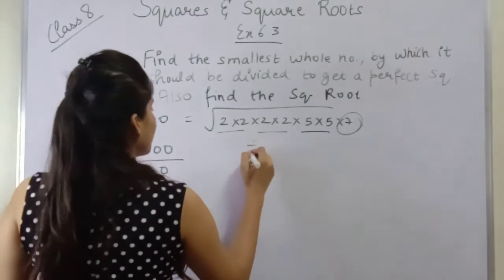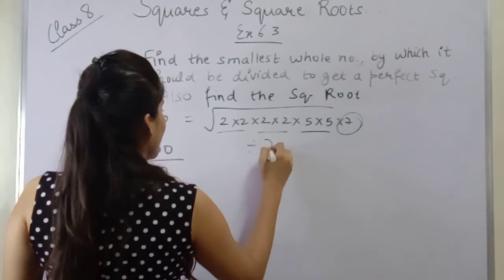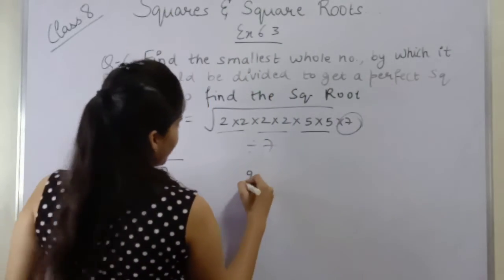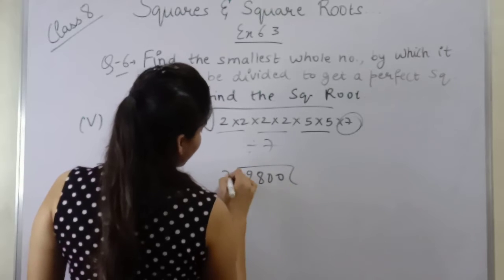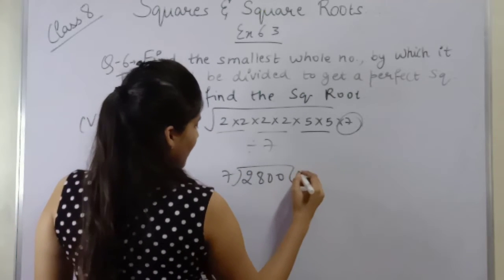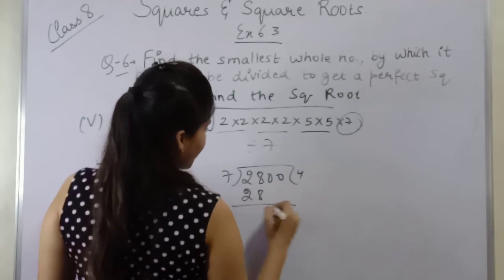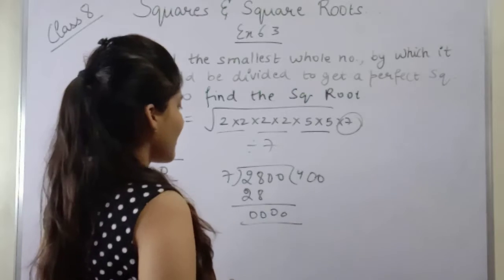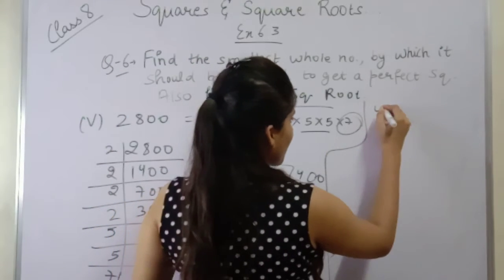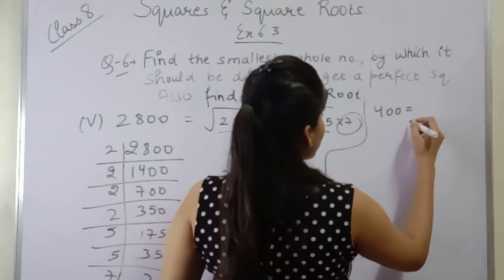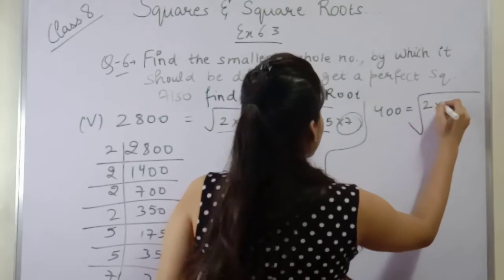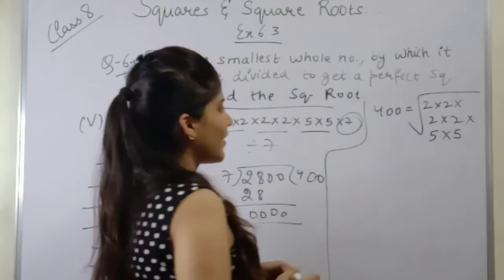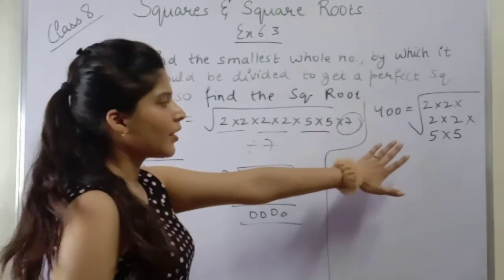7 is a single term, so it means that we divide this number by 7. 2800 we will divide by 7. 2800 divided by 7. 7 4s are 28. 2 zeros come directly up, okay. So it means that 400 is the perfect square number. And the factors of this number are 2 into 2 into 2 into 2 into 5 into 5. So we have eliminated 7 now, so we will not write 7 now.